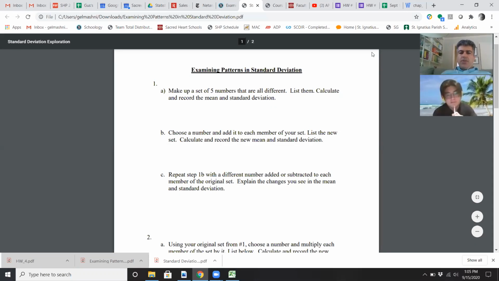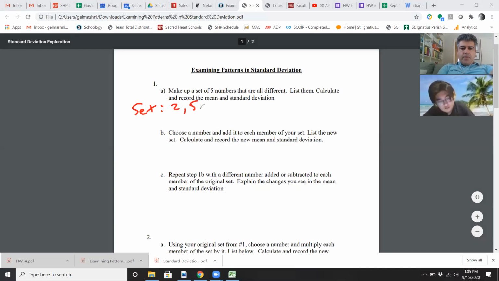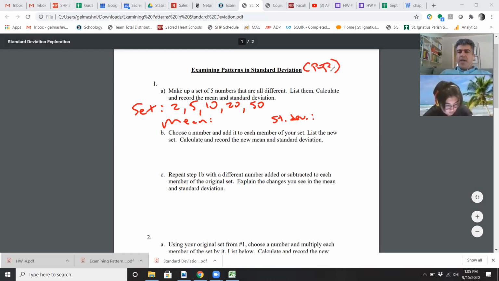Okay, so let's go with these 5 numbers. I'm just going to totally make up some random numbers. Let's say I got my set here. I got 2, 5, 10, 20, and 50. So I want to get the mean and standard deviation. And by the way, we're going to do the population standard deviation, not the sample one.